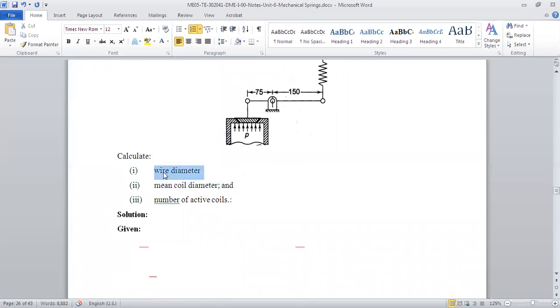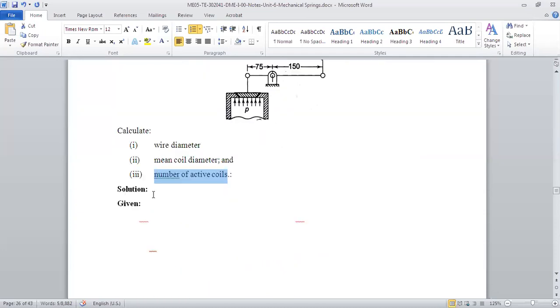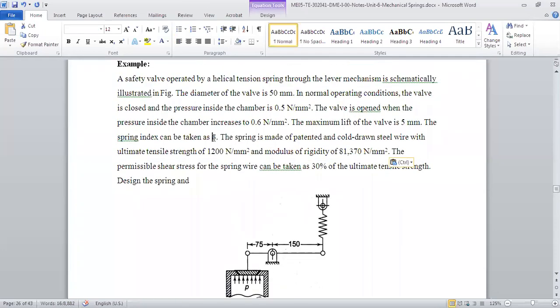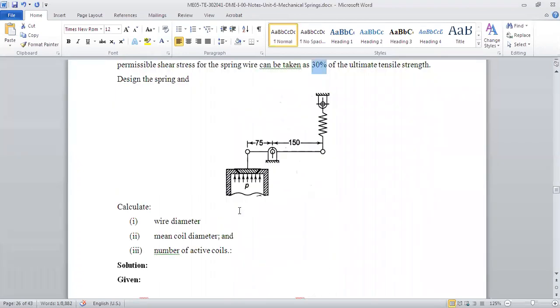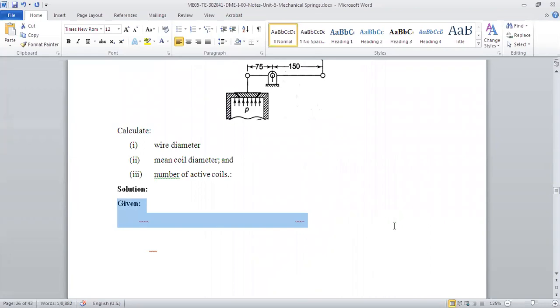We have to find small d, capital D, and the number of active coils. That means we have to find n. So what is given? We are given three or four things. We know C. We know SUT, so we know tau is equal to 360 Newton per mm square. We know G, and tau is equal to 0.3 of SUT. These things are given.